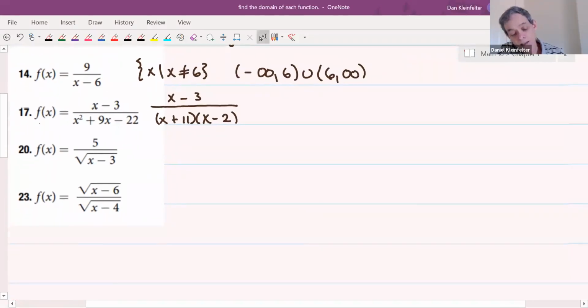In number 17, this one took a little more care because we need to factor that denominator. If you need help with that factoring, let me know.